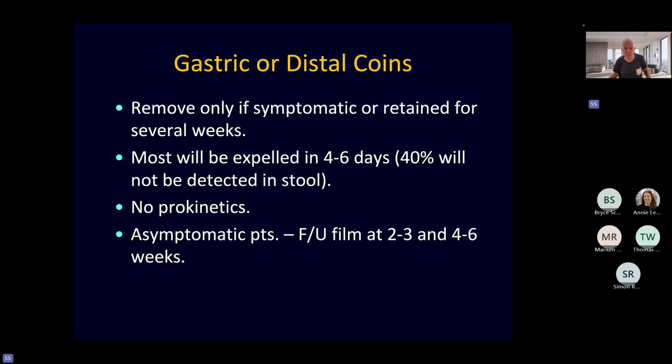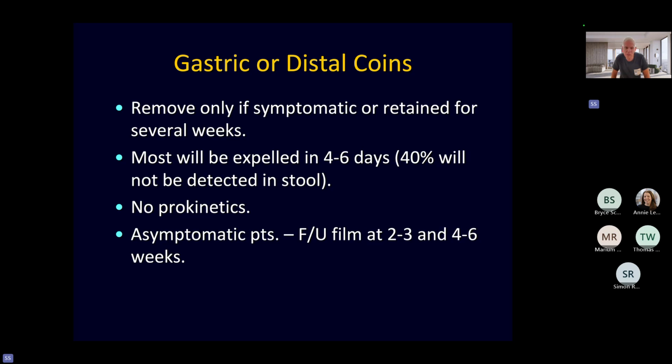And in asymptomatic patients, you want to get a follow-up film at 2 to 3 weeks. If at 2 to 3 weeks, the foreign body is still there, it's unlikely to move. And so in a gastric foreign body, if something has been there for a couple of weeks, I will tend to remove it.